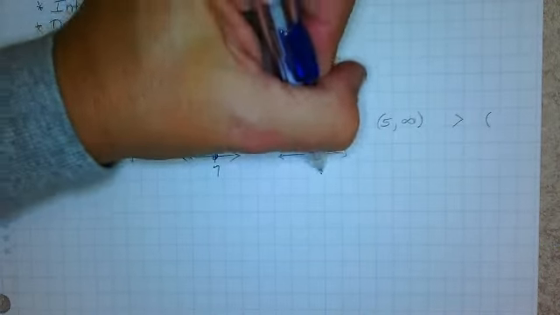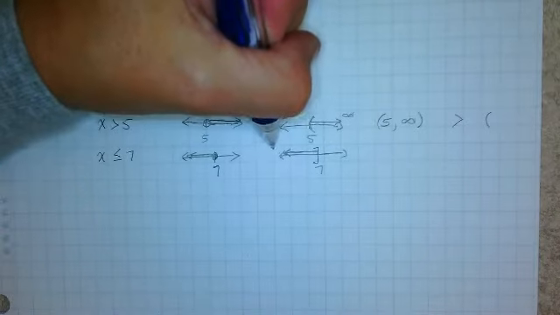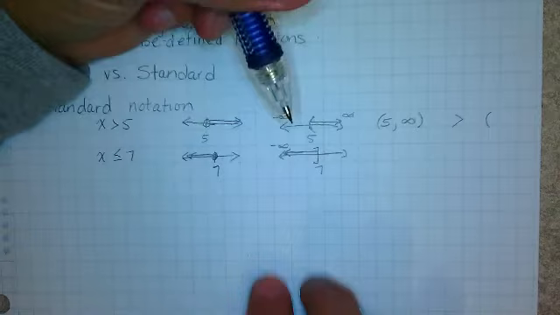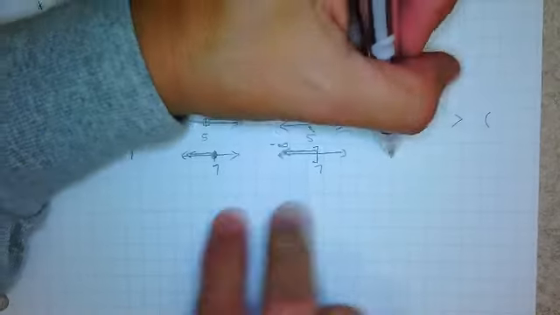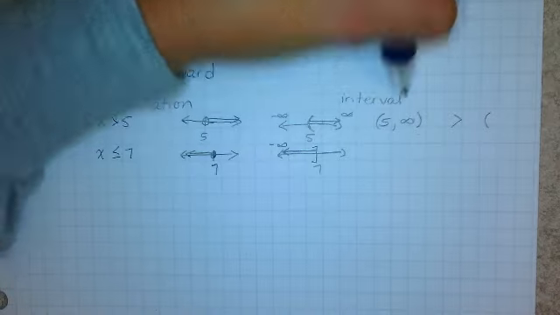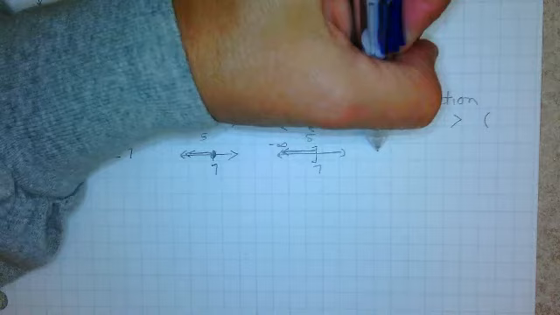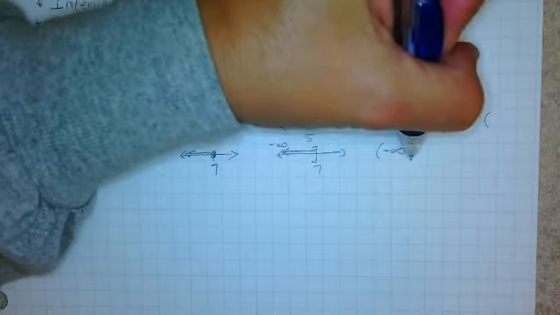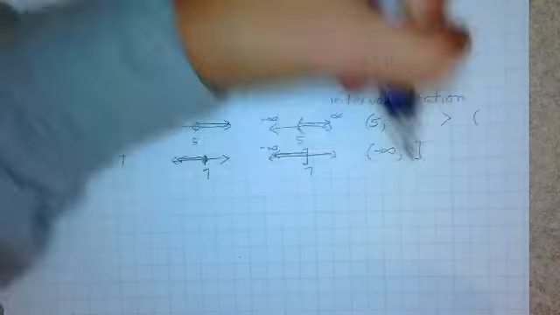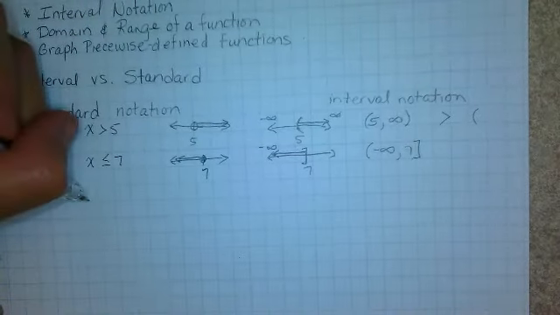In interval notation, it's a bracket, and it points the direction you're going. And just like I said on the last one, it literally drops straight down from the number line. So on this one, we'd have negative infinity to 7. There's eraser number 1. And the bracket means you can touch this.